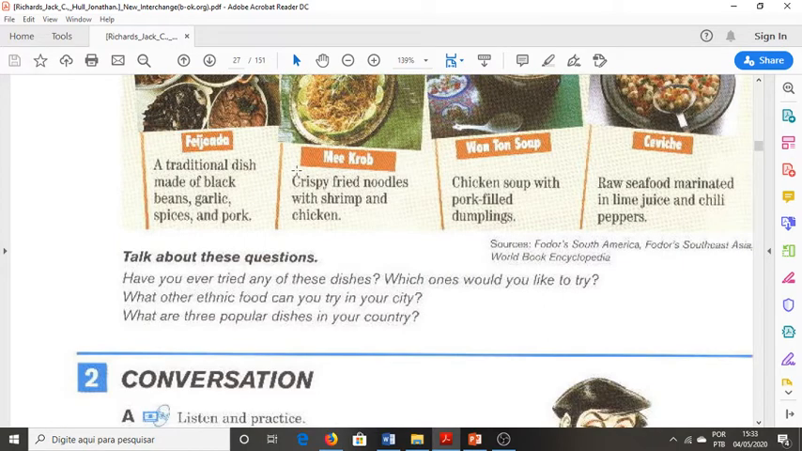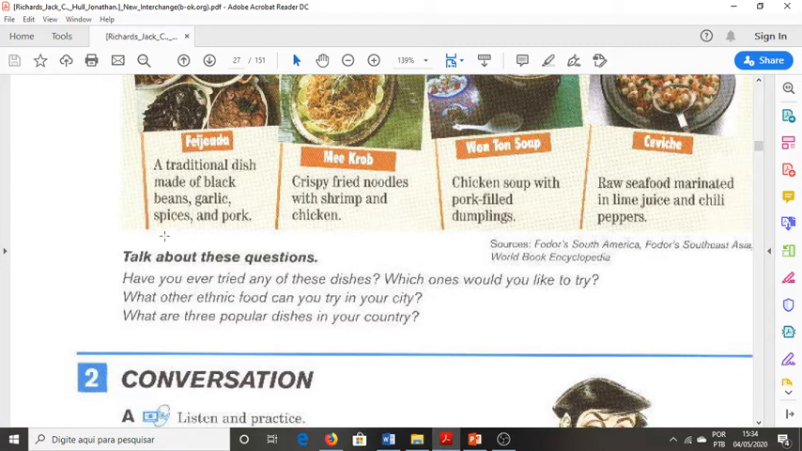Have you ever tried any of these dishes? Which ones would you like to try? What other ethnic food can you try in your city? What are 3 popular dishes in your country? So this is a warm-up activity where students talk about some personal issues to engage them in the topic that they're going to discuss more deeply later.